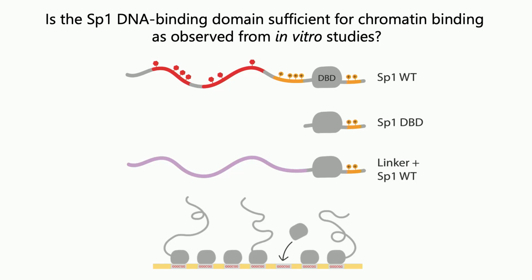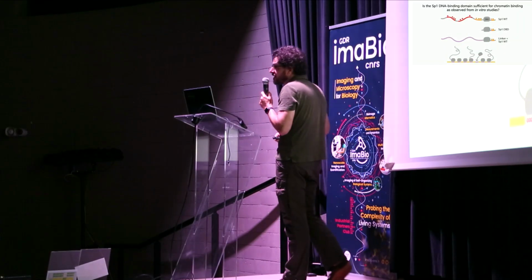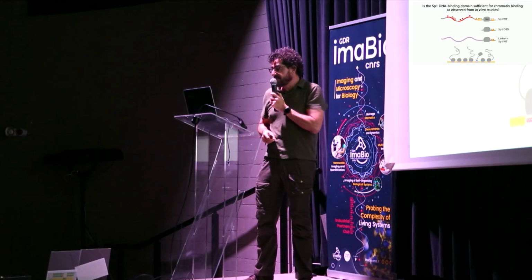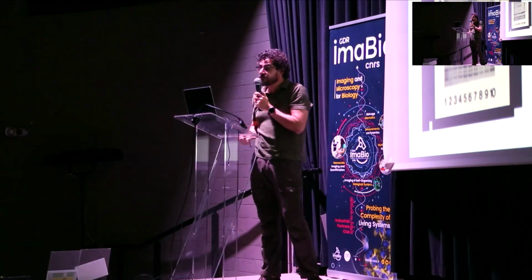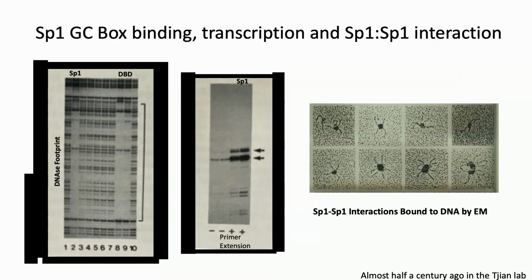And so he decided to remove the IDR, so just express the DNA binding domain, or express the DNA binding domain with a random low complexity sequence completely unrelated to SP1, and try to understand what happens. So 50 years ago, in the Tjian lab, my collaborator Bob Tjian, they had proven that the DNA binding domain alone can interact with DNA in vitro and really bind to a very specific region on a promoter of a gene.